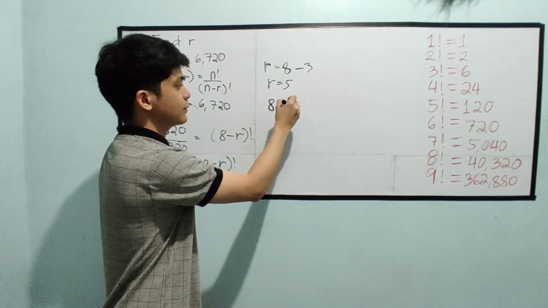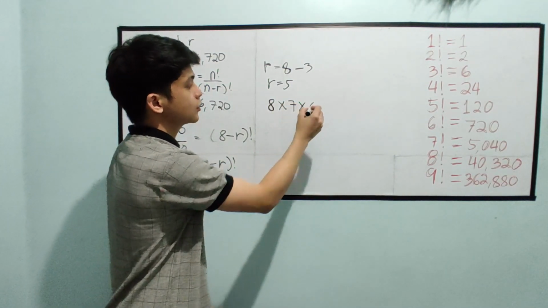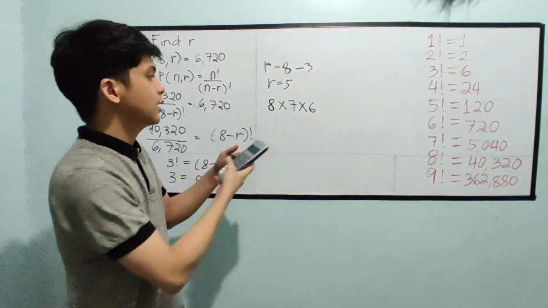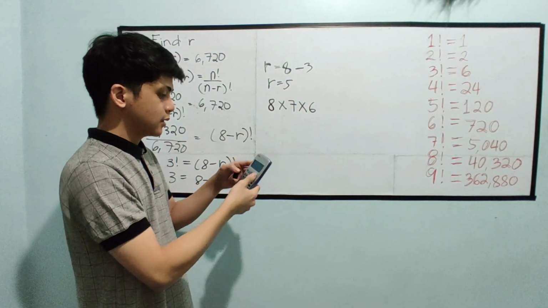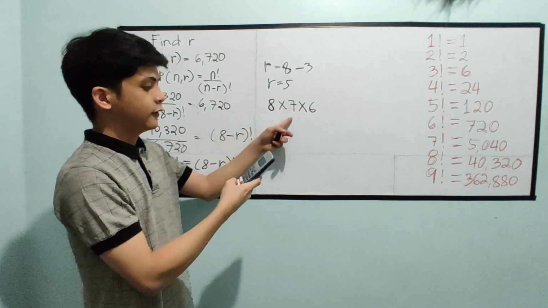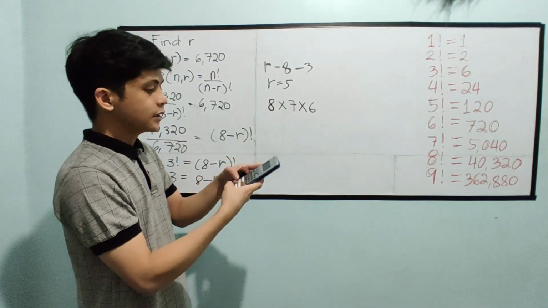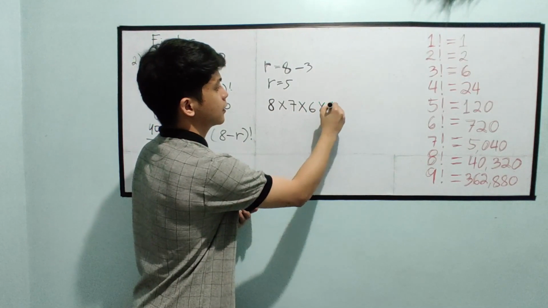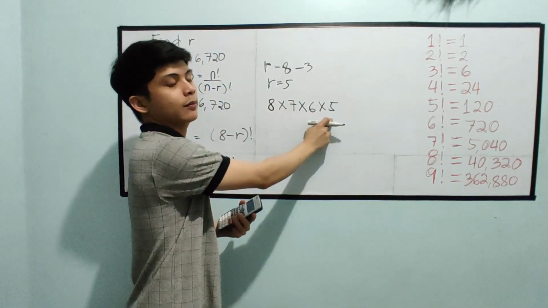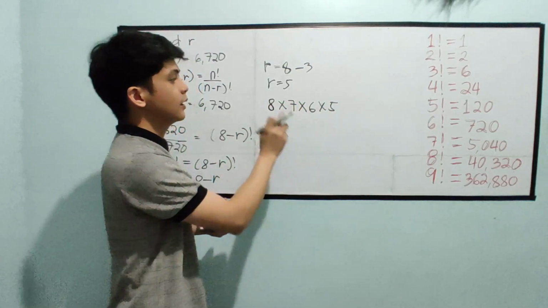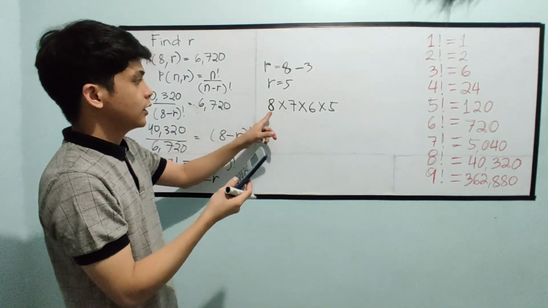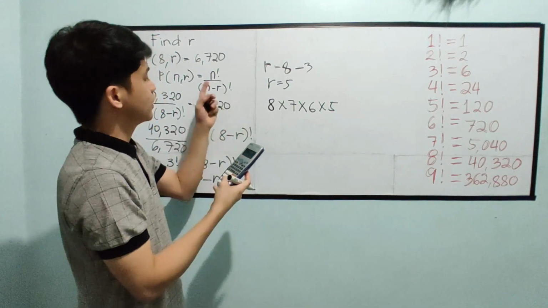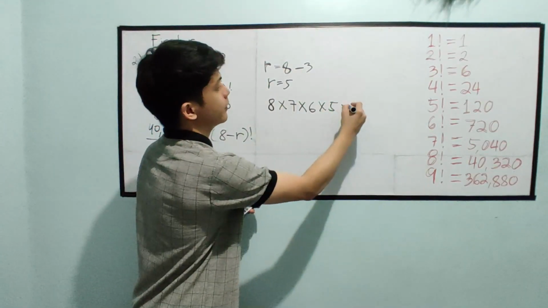So, 8 times 7 times 6. So, tutuloy-tuloy mo lang hanggang makuha mo yung 6,720. So, magta-trial and error ka. 8 times 7, 56. So, hindi pa siya, malayo pa. Times 6, 336. So, kulang pa. Multiply pa tayo. So, yung number dito, pababa lang siya ng pababa. So, magma-minus 1 ka lang. 8, 7, 6, 5. Hanggang makuha mo yung 6,720. So, 8 times 7 times 6 is 336 times 5, 1,680. So, hindi pa. So, multiply ka pa ulit.